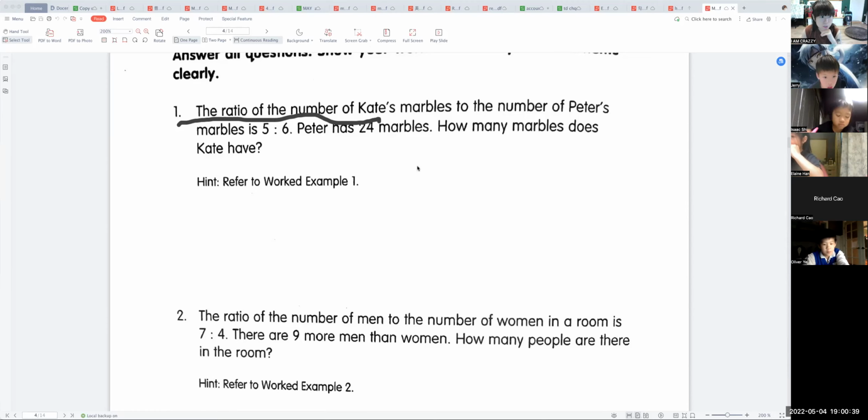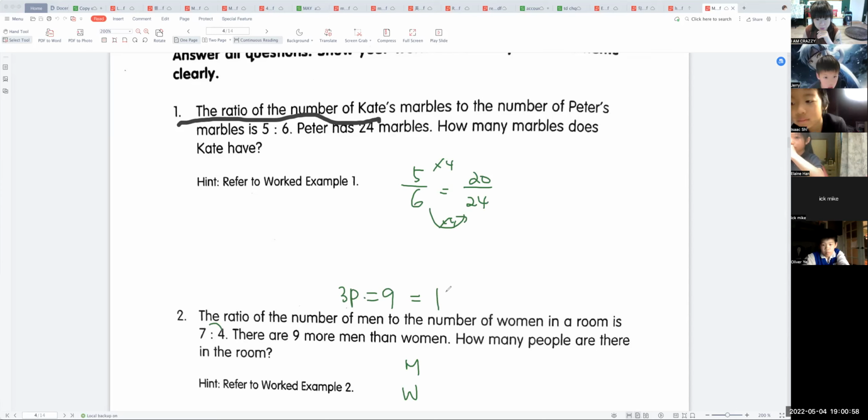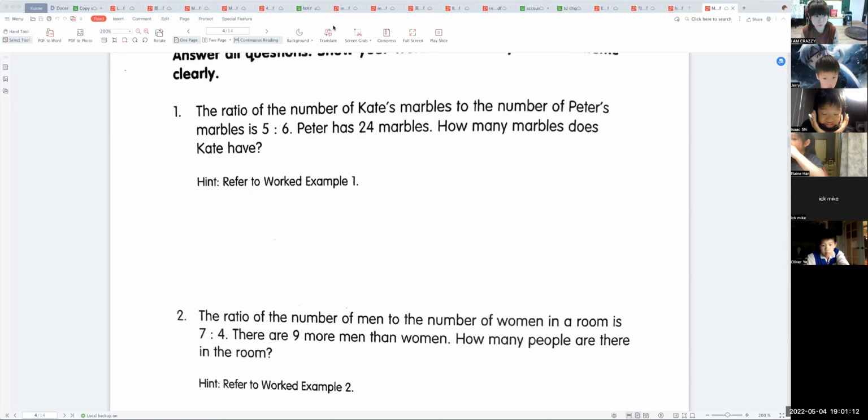Very easy. The first question is 20 because it's 5 to 6 and Peter has 24. So times 4, 5 times 4 equals 20. The ratio of men to women in this room is 7 to 4. So the difference of 3 portions equals 9. So each portion equals 3. So 7 times 3 equals 21 men and 4 times 3 equals 12 women. 21 plus 12 equals 33. So there are 33 people in the room.